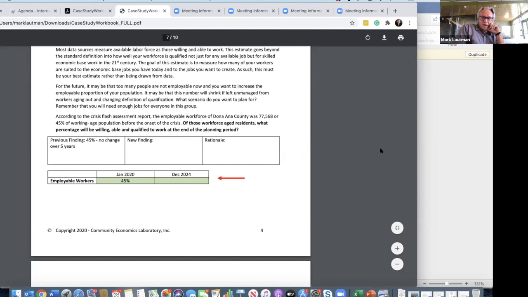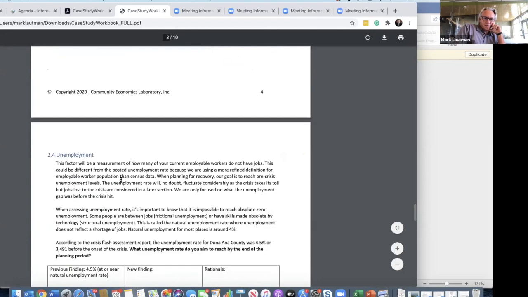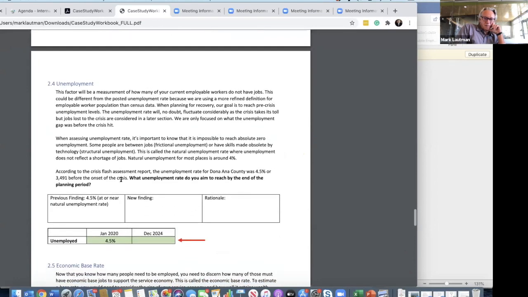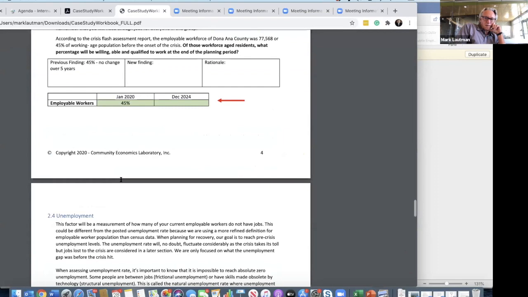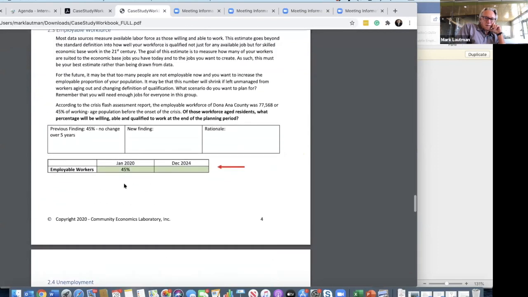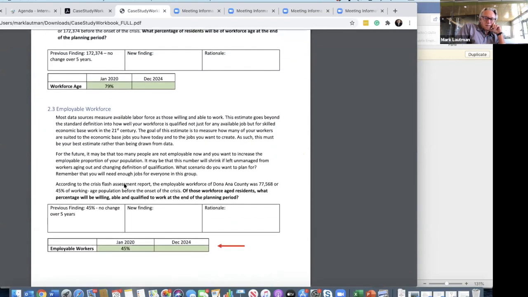So are we good with 45? Keep it at 45? That's what I would say. 45 or closer to 40. You do have a lot of retirees out there. No, but this is 45 of the 65 that we are all saying is of workforce age. Right. How many of them are willing and able to actually go to work?